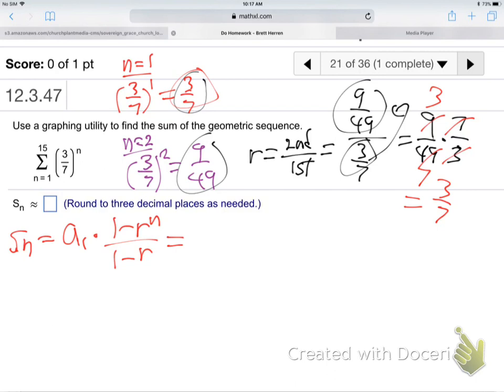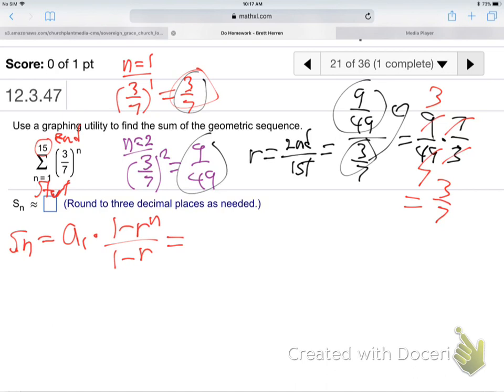And what is the n? How many terms? Just 15. It just goes from 1 to 15. Remember, this is where it starts and this is where it ends. If you go from 1 to 15, that's 15 terms. So n is 15, so let's plug everything in.